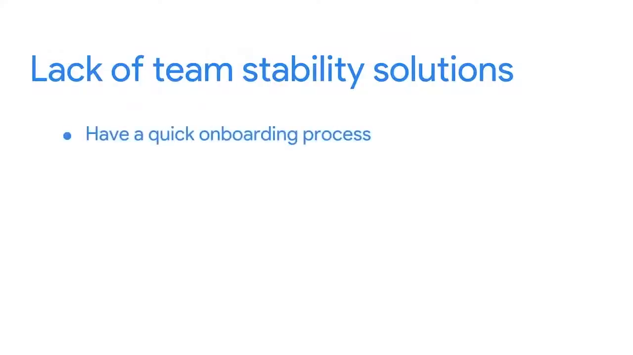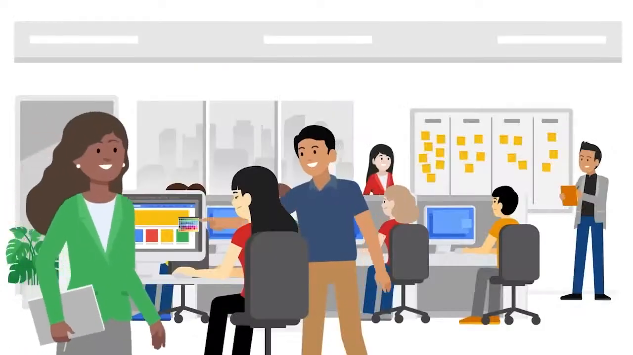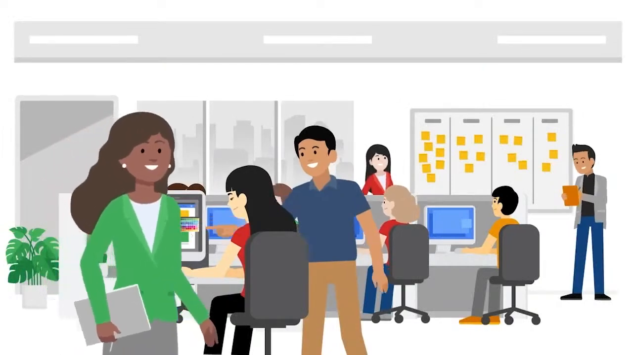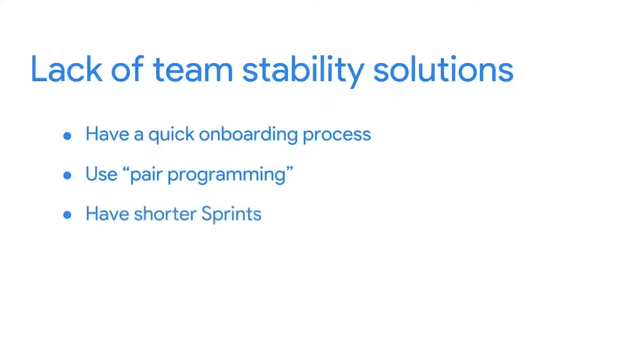First, have a quick onboarding process for new team members to help them get to know the rest of the team and understand the project. Second, use a pair programming style, where a new team member teams up with a colleague and starts learning on the job. This also helps if people leave the team, since a partner should be able to pick up where they left off. And third, if team composition changes because members keep leaving, try having shorter sprints. This way, team members can wrap up their last sprint's worth of work before leaving.